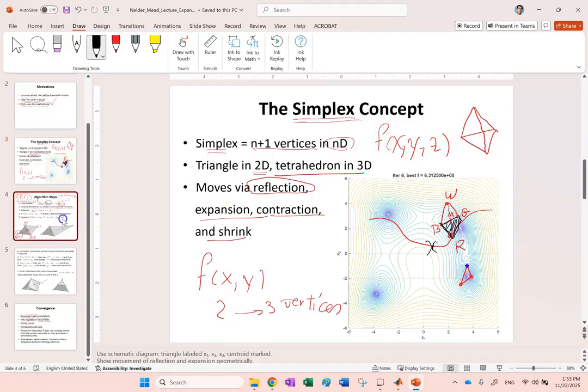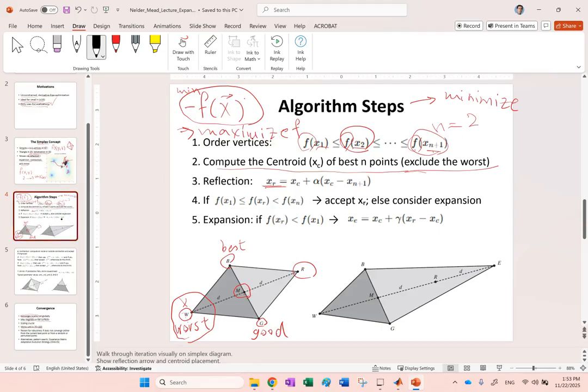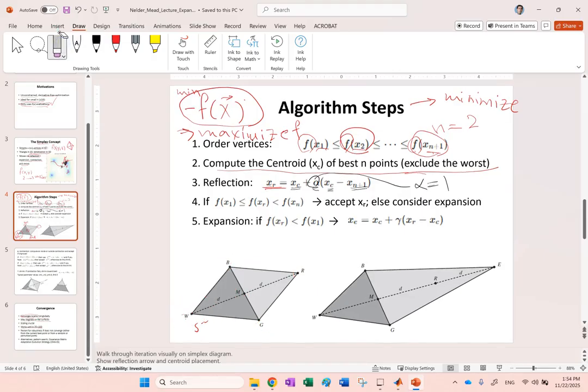So you get this reflection point, which can be calculated mathematically as x of the centroid, in this case m, plus a coefficient alpha times x of c minus x of n plus 1. And most of the time, this alpha is taken to be 1. So it's exactly the mirror image of that. Is it? Yes. Why? Look here. If you look at this picture, this vector x of c minus x of n plus 1, in this case, is m minus w. So it connects w to m. So that's this vector.